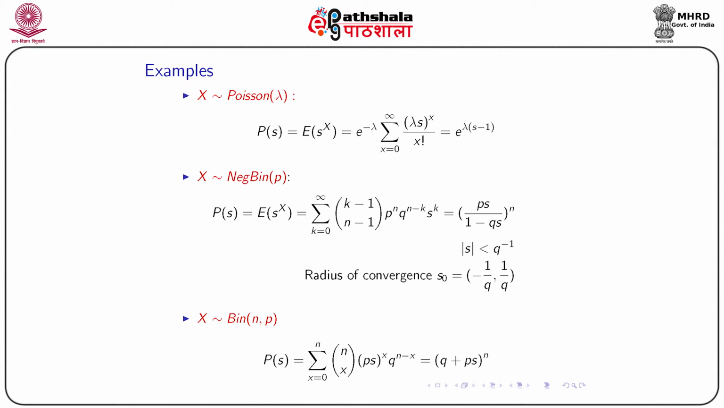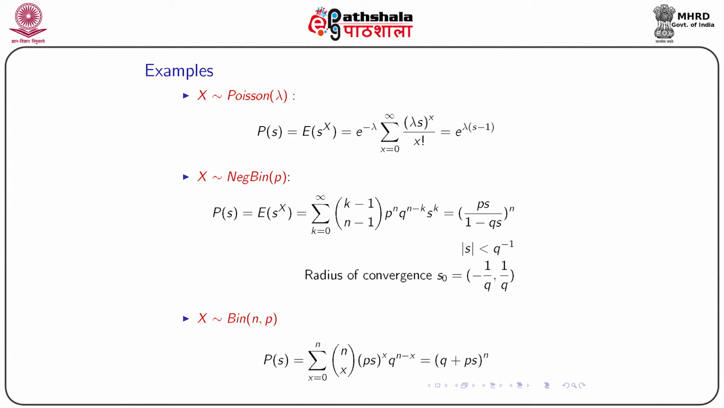Similarly, if x follows a Poisson distribution, the form of the PGF will be e to the power minus lambda times the sum over x from 0 to infinity of (lambda s) to the power x over x factorial. So it will be e to the power lambda into (s minus 1). And if x follows a negative binomial with parameters p and n, then it will be just like the geometric form, (ps over 1 minus qs) whole to the power n. Here also we have the radius of convergence as minus 1 by q to 1 by q. So these are a few examples where we can find the probability generating function for a random variable.